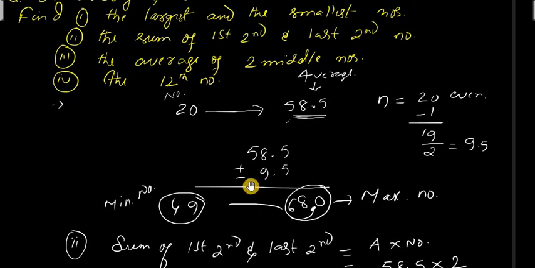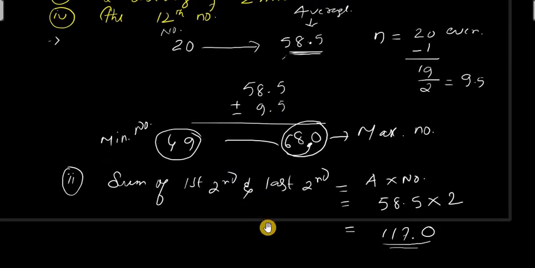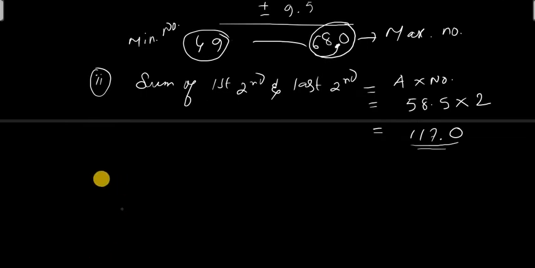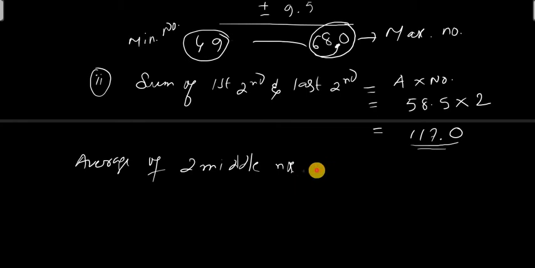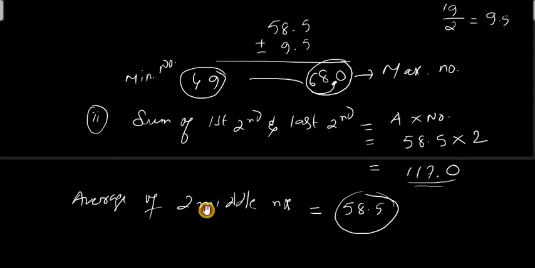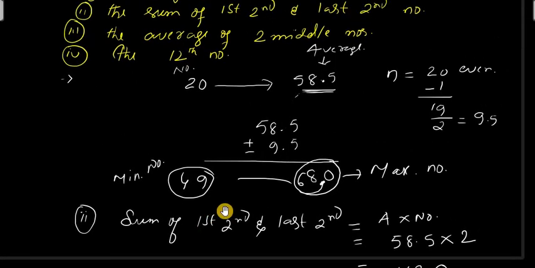Is the average of two middle numbers. The average of two middle numbers. So the average here is 58.5. So it is the average of three middle numbers when n is odd, and the average of two middle numbers when n is even. So average itself. So question 2: the average of two middle numbers of one of the 12th number.